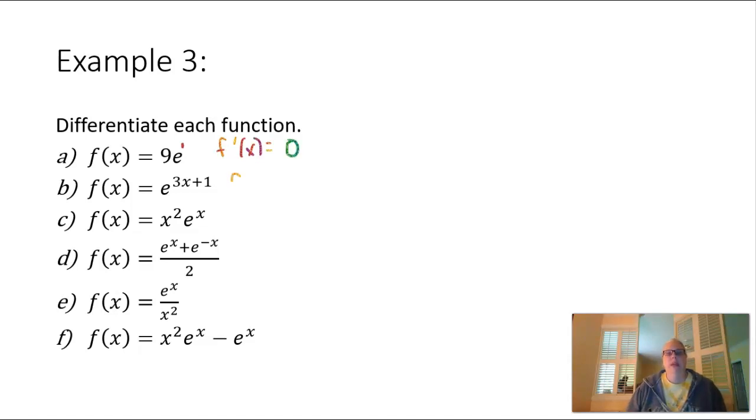For part B, the derivative of e to the 3x plus 1 is going to be e to the 3x plus 1 times the derivative of the exponent there, and the derivative of 3x plus 1 is just going to be 3. So this one's going to be 3e to the 3x plus 1.